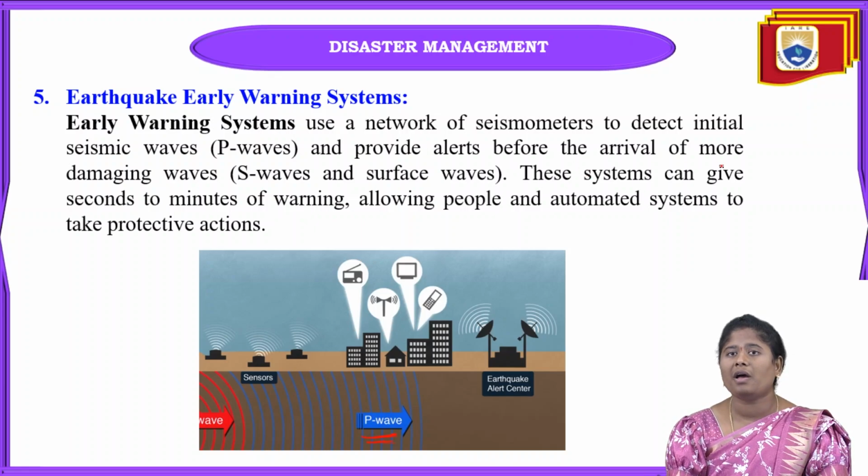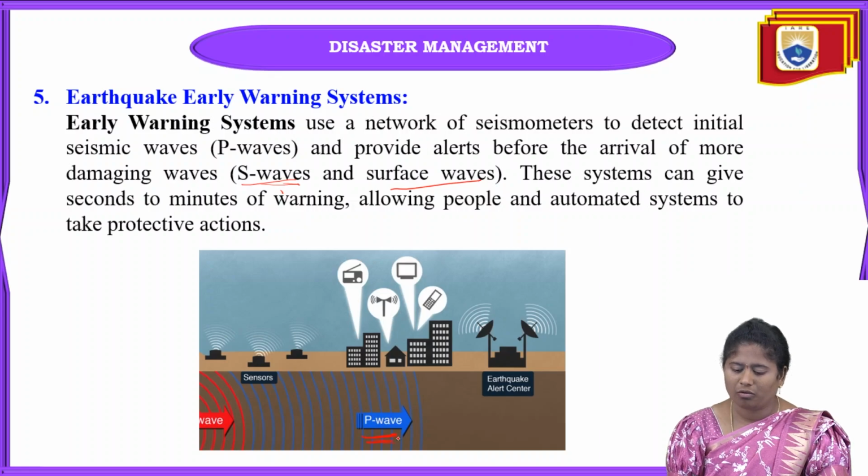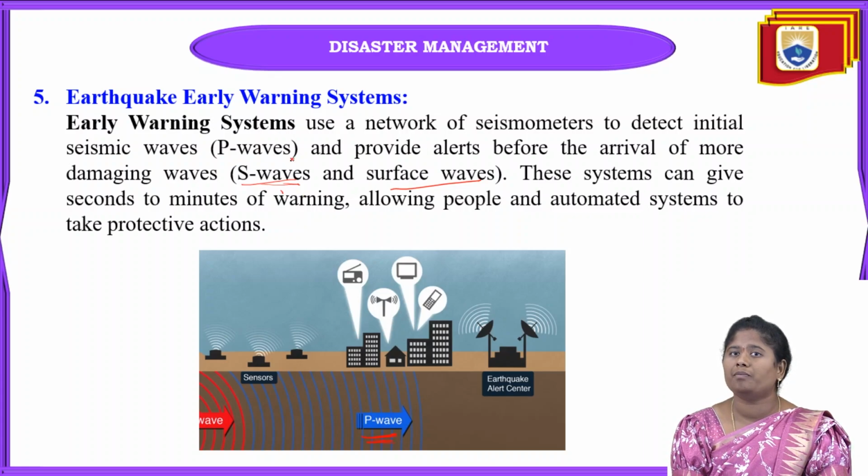Why? Because before the arrival of the more damaging waves, means very heavy seismic waves are going to occur. Before that, these P waves are present. The damaging waves are called the S waves or surface waves. First, these P waves are the initial seismic waves. Next will be the S waves or surface waves. These P waves will just alert to the S waves here.